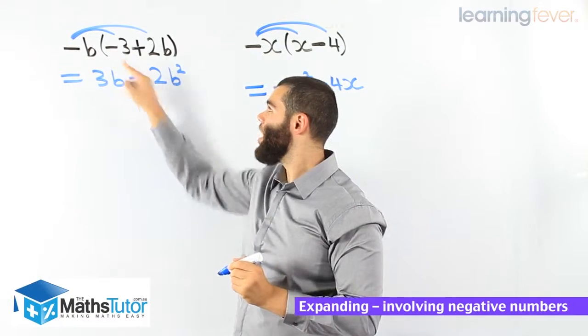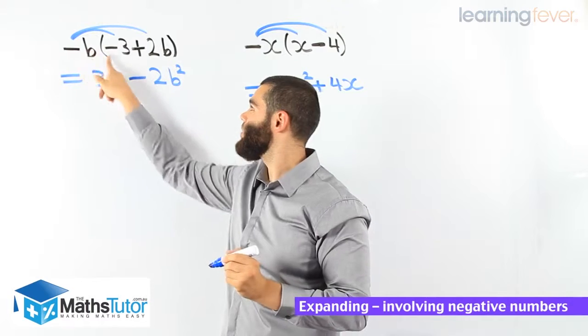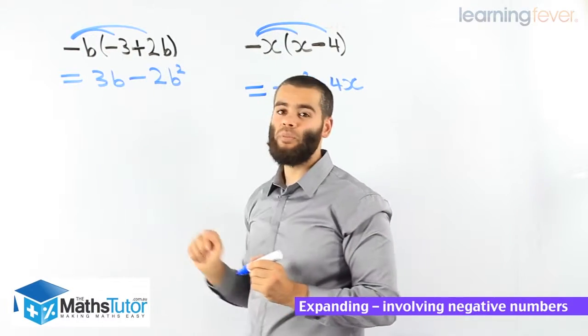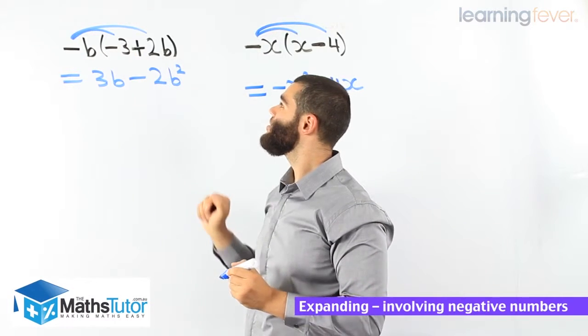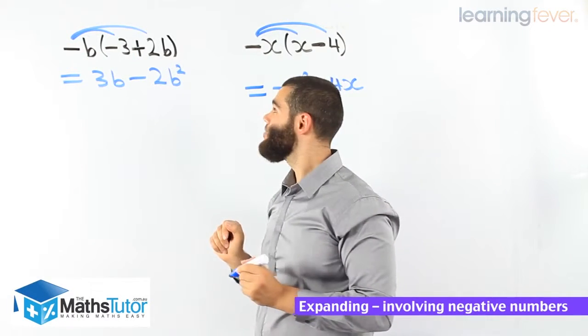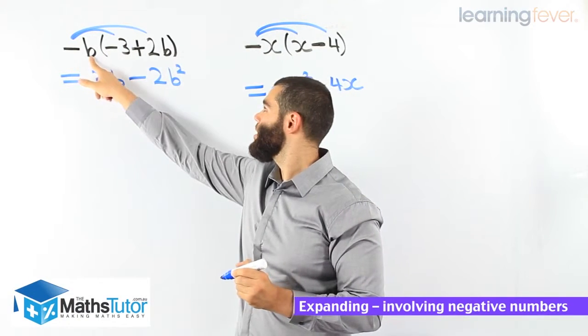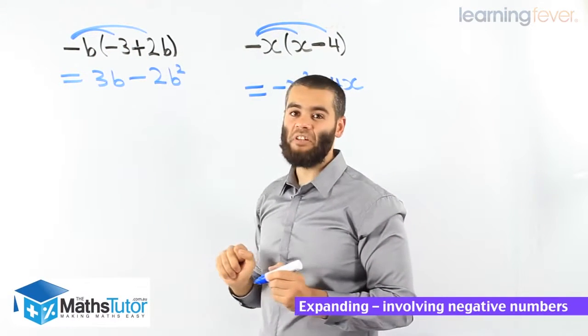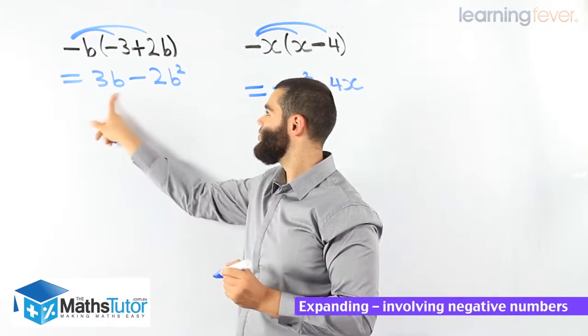Minus b times minus 3 is positive 3b. The two negatives make a positive, so it's just 3b. And negative b times positive 2b. A negative times a positive is a negative. b times 2b is 2b squared. Now, 3b minus 2b squared is the final answer.